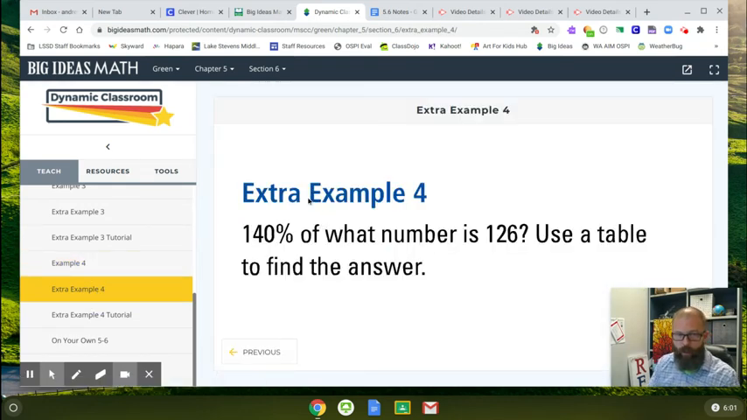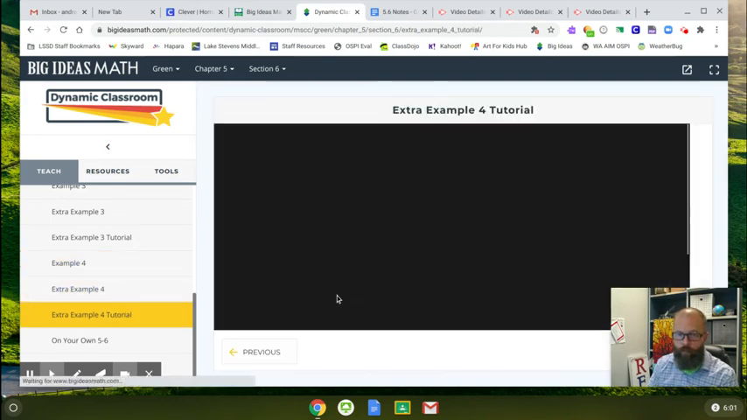Now, here's another one. 140% of what number is 126? Use a table to find the answer. So we're going to put 140 over 100. Okay? And let's see how they do it.